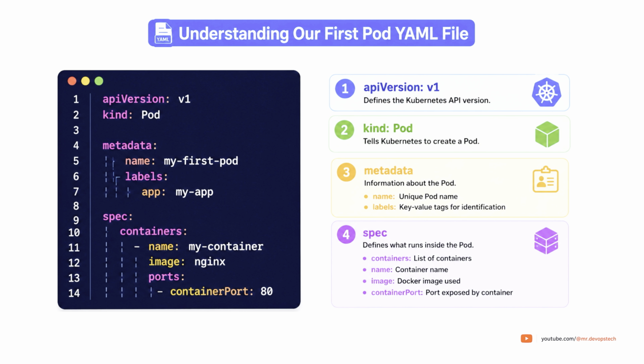Fourth, we have spec. This is the actual specification. Within the spec, we have containers. This is the list of containers that we run inside the pod. Then we have name: my-container. This is the name of the container. And then we have image: nginx. We are using the nginx web server docker image. And we have containerPort: 80, the port on which the container runs.